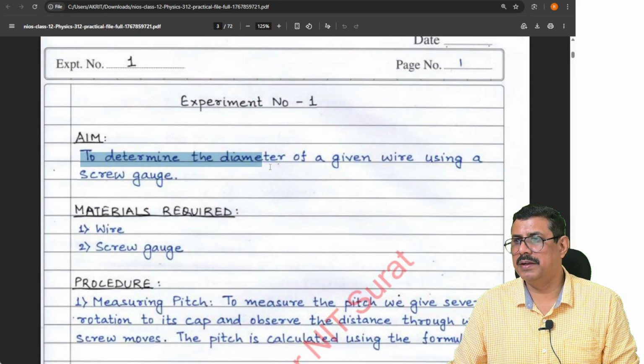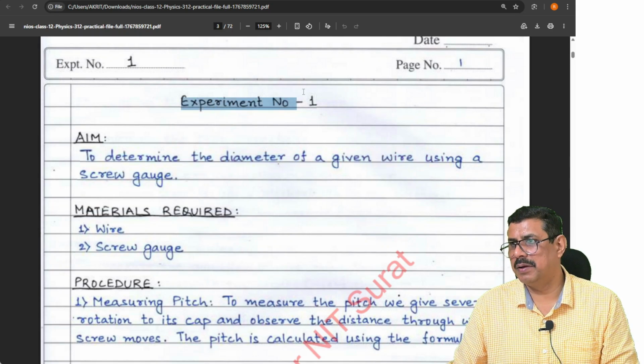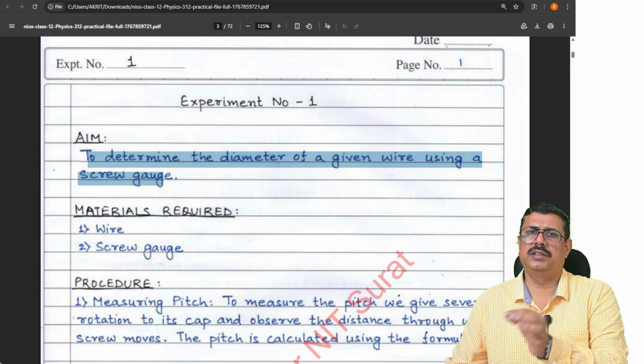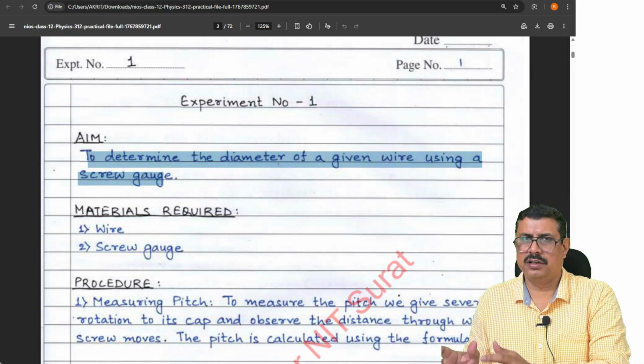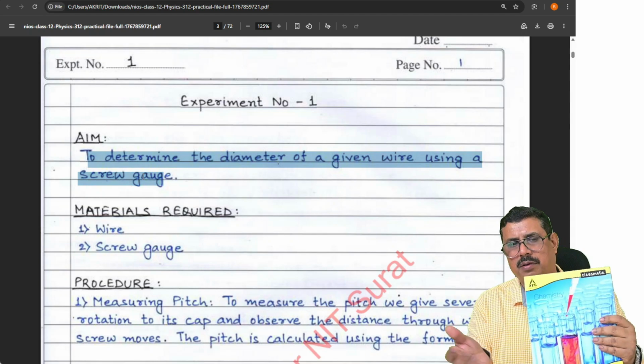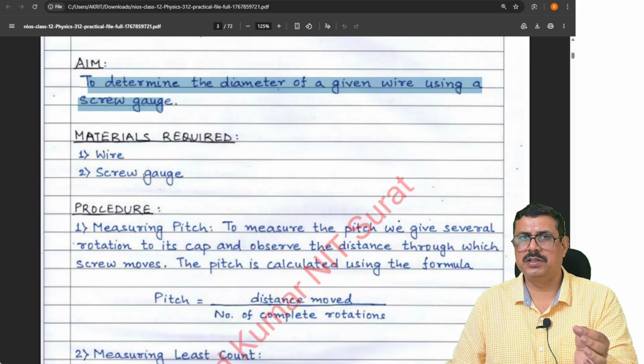The aim is to determine the diameter of a given wire using a screw gauge. How do you have to write? You have to write the headings with a black pen. See, the experiment is with black pen, the aim with black pen, and what is the aim with blue pen? Simply copy and paste this solved practical PDF in this type of notebook, which you can buy from a local stationery shop or from an online marketplace like Amazon or Flipkart.